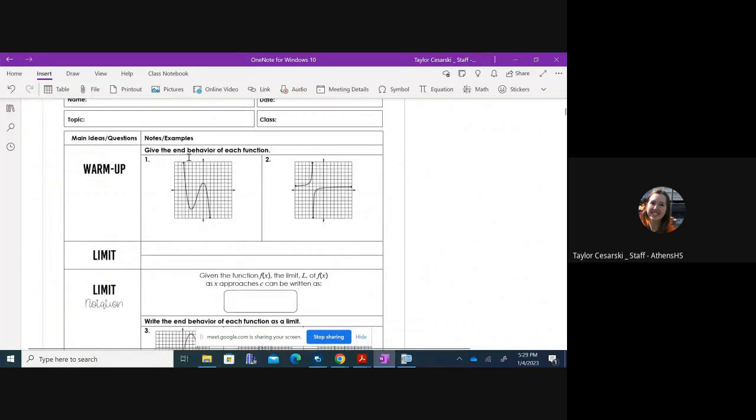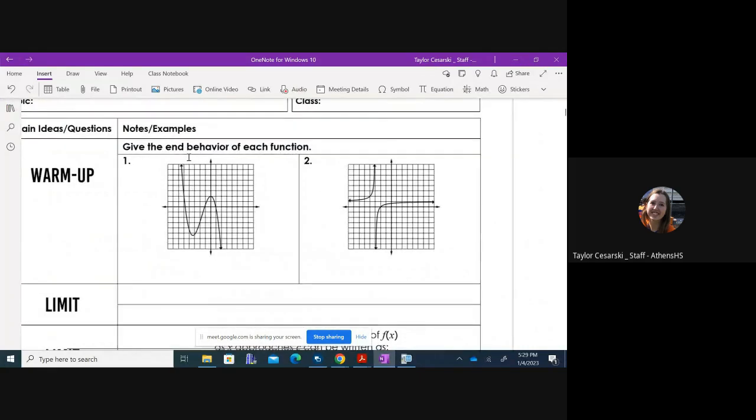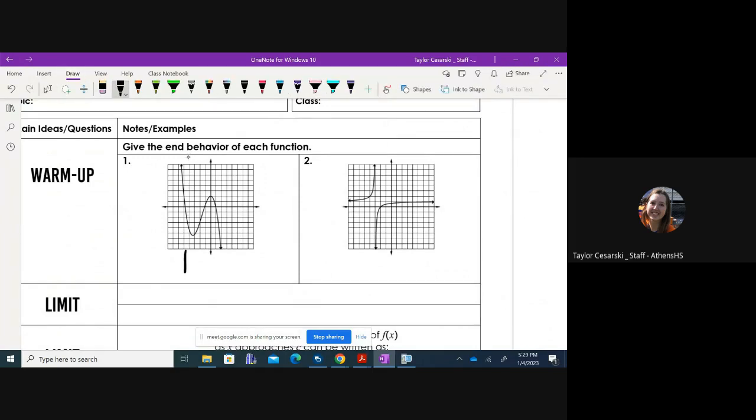So a little reminder, end behavior is what happens on the ends of the graph. So for example, in number 1, the graph goes up on the left and down on the right, but we wrote this in something called limit notation.